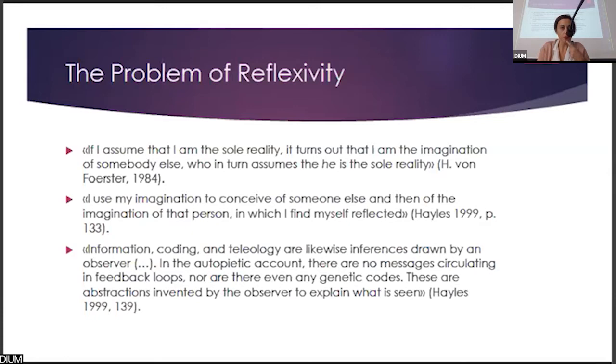Information coding, I am quoting from Hayles again, information coding and teleology are likewise inferences drawn by an observer. In the autopoietic account, there are no messages circulating in feedback loops, nor are there even any genetic codes. These are abstractions invented by the observer to explain what is seen.